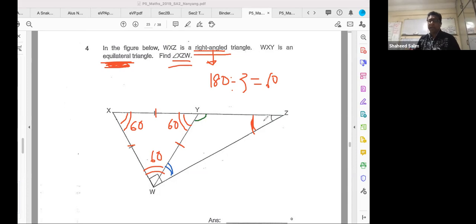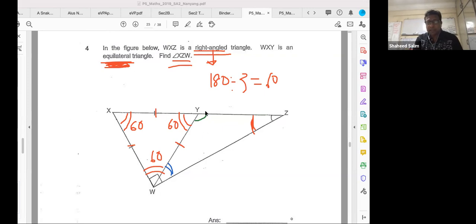Husna, Shafia, can you find the green angle? Come on, find the green angle. Green, green, green. Anybody, please, come on.